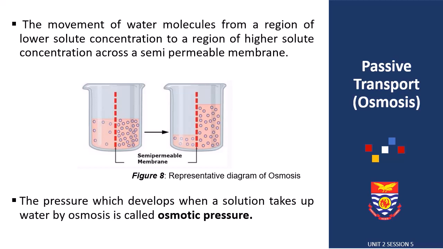So in the course of movement of water to attain the same concentration on each side of the solution, there is the buildup of pressure, and this pressure that develops when the solution takes up water by osmosis is called osmotic pressure.